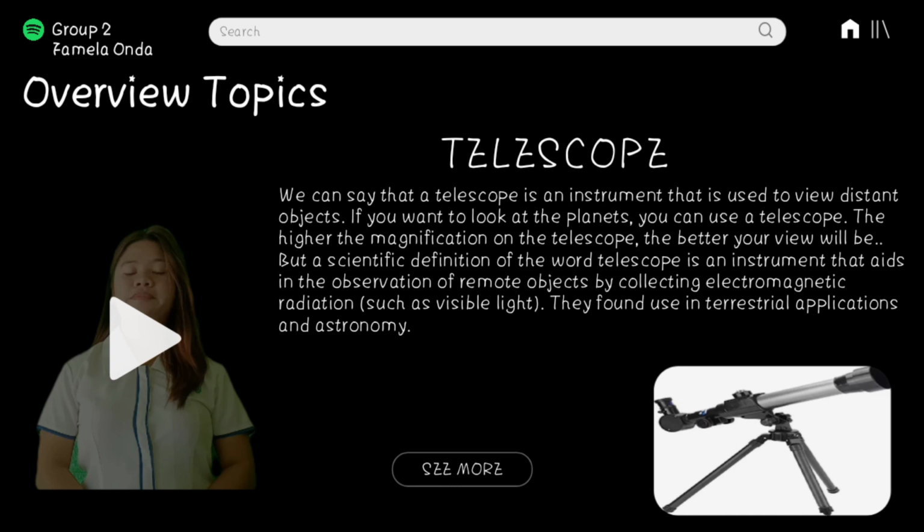Telescope. We can say that a telescope is the instrument that is used to view distant objects. If you want to look at the planet, you can use a telescope. The higher the magnification on the telescope, the better the view you will get. But the scientific definition of the word telescope is the instrument that aids in the observation of remote objects by collecting electromagnetic radiation such as visible light. They find use in terrestrial applications and astronomy.